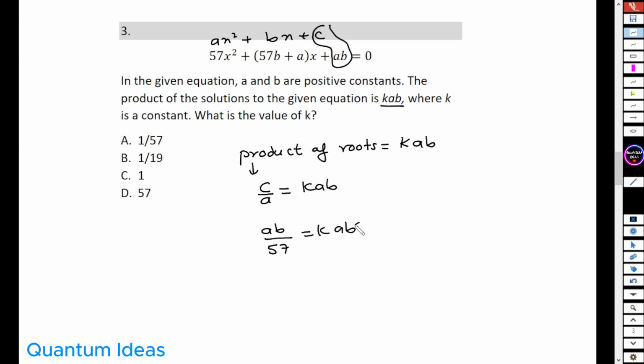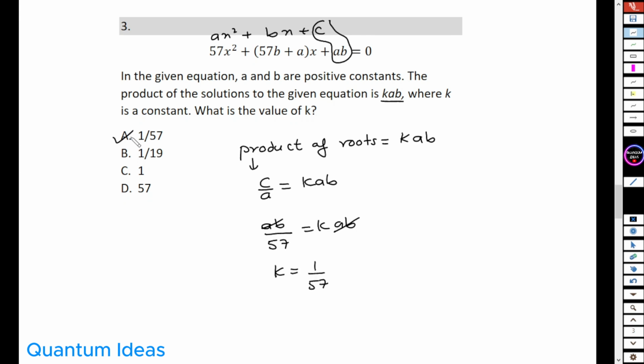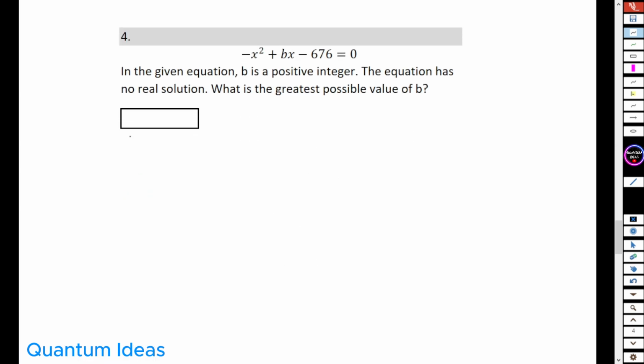Since ab is constant, you can directly cancel it out. When it's divided out, it will cancel out, right? So basically k is 1 over 57, that is your answer. So our answer is A. Simply like that. So let's move to the next number.